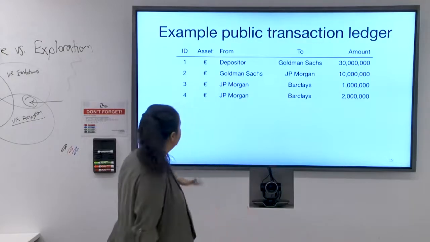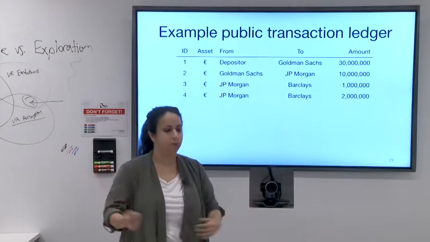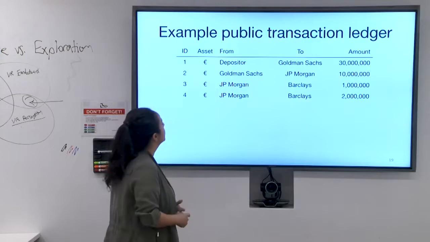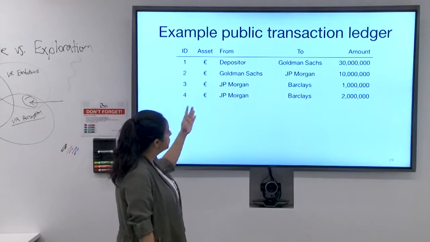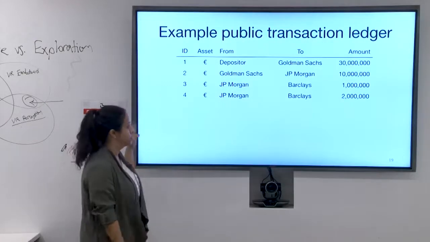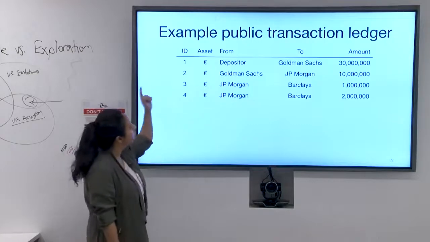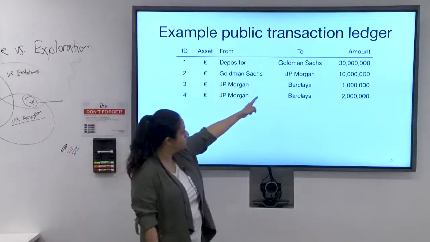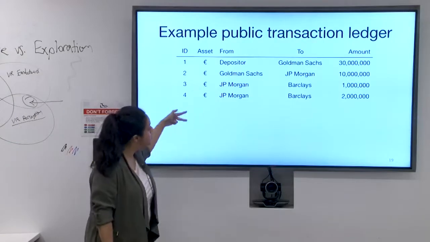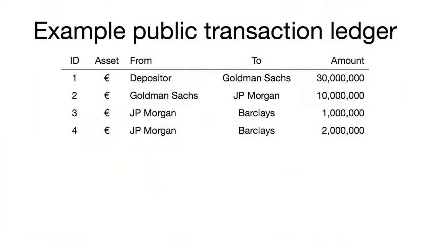So here, maybe the depositor is the European Central Bank. Maybe it's some other bank who provably has a lot of euros in their account and puts them onto the ledger. So there's a depositor who's granting 30 million euros to Goldman Sachs, and then there are three transactions. I think it's important to get a sense of what these transactions are. So Goldman Sachs is transferring 10 million to JP Morgan, and then JP Morgan in two different transactions is transferring money to Barclays, okay?